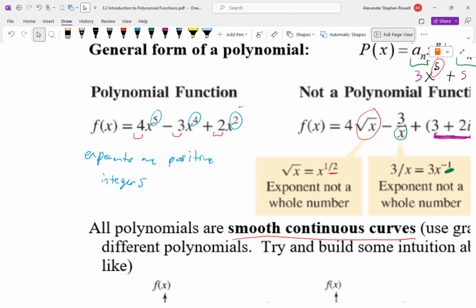What if I plugged in 1,000 instead of 100? This one would be how much bigger than that one? 1,000 times bigger. What if I plugged in 1,000,000? I'm going as far right as you can think of, right? This is so much bigger than x to the fourth for large numbers that we can ignore it. So our end behavior says we ignore these other terms and only care about the highest power because it's so much bigger.